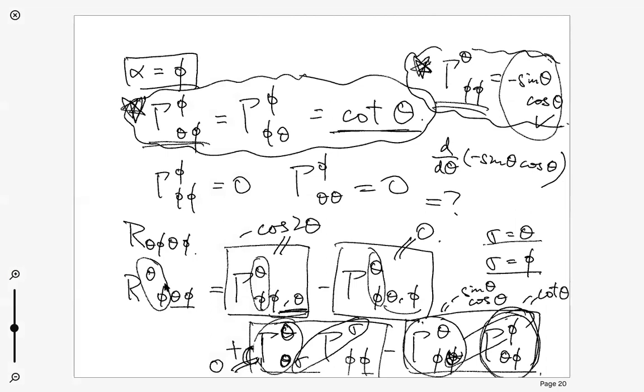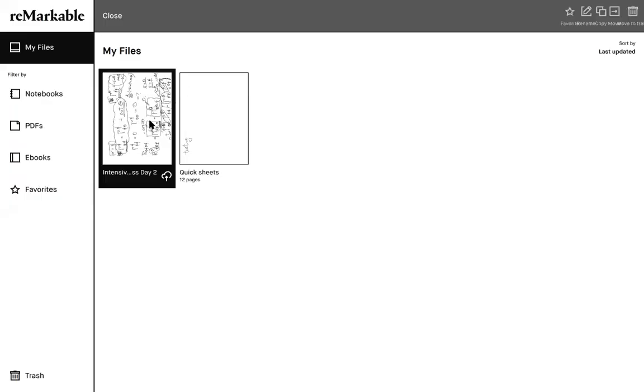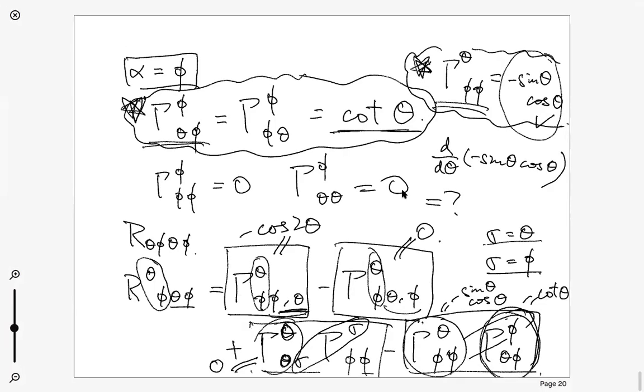Now let's just tidy up. What we have now is minus cosine 2 theta, and then minus 0, and then plus 0, and then minus sine theta cosine theta, then cotangent theta, right?